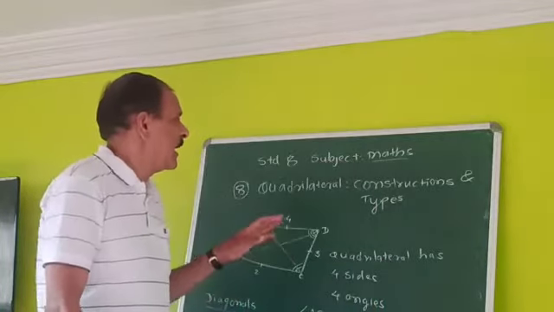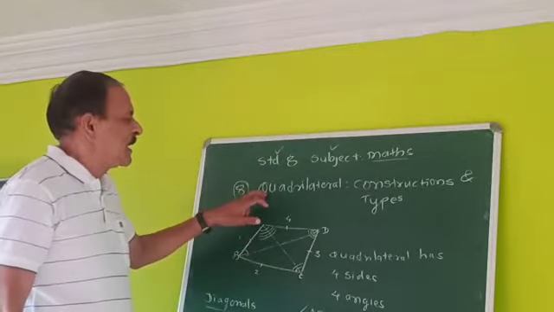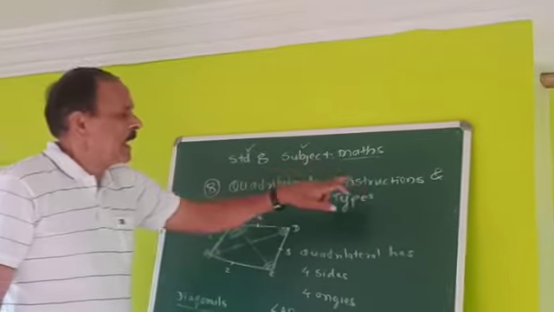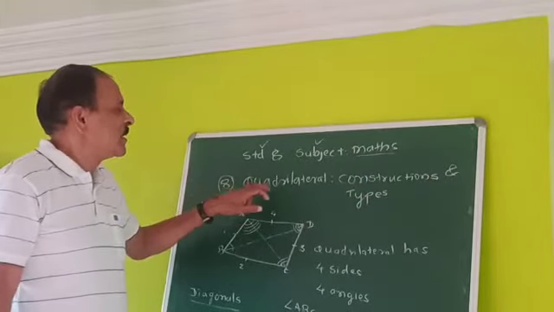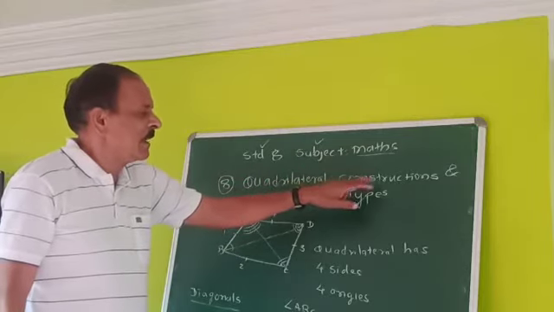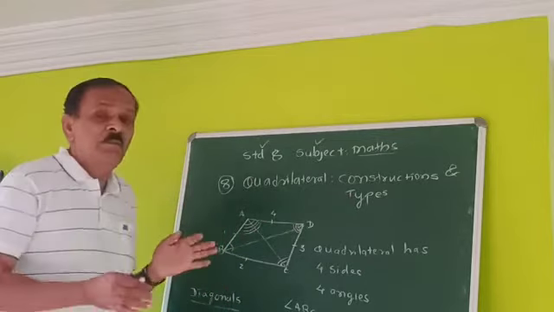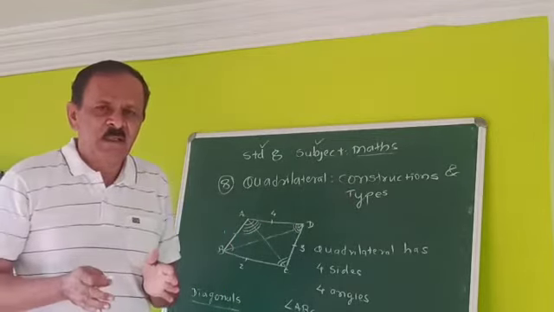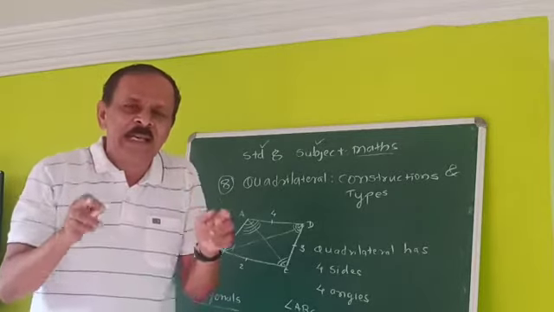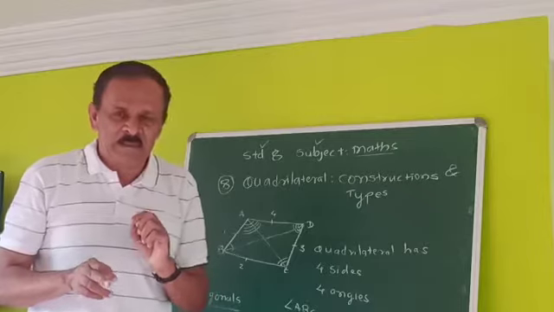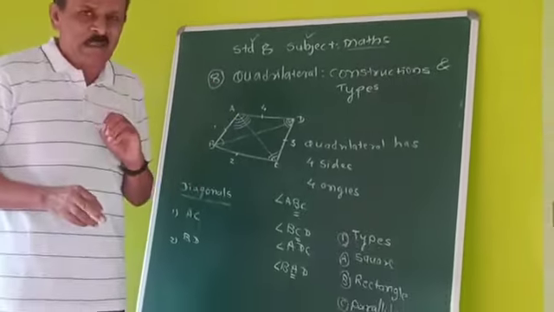Friends, we are learning mathematics of standard 8 and the name of the chapter is quadrilateral, their construction and types. Friends, before we go for construction, let us understand what exactly a quadrilateral is. What are the different parts of a quadrilateral?